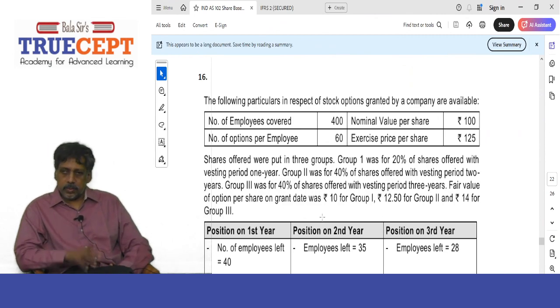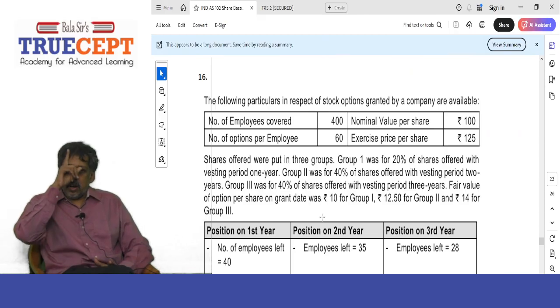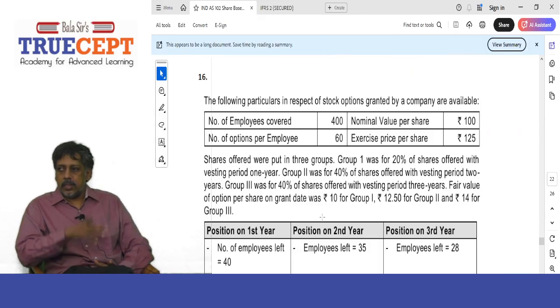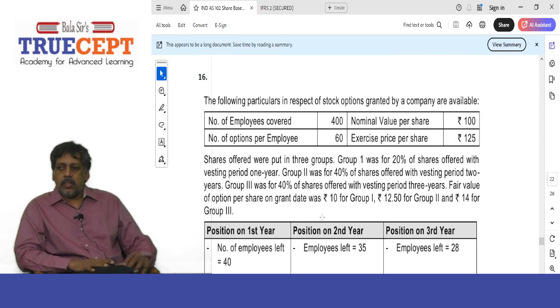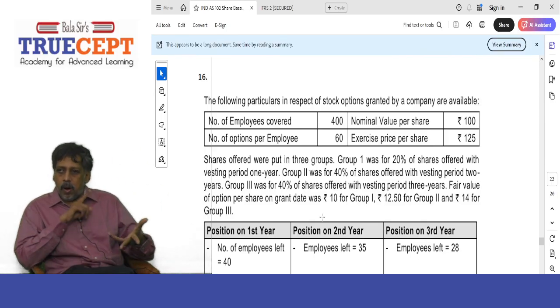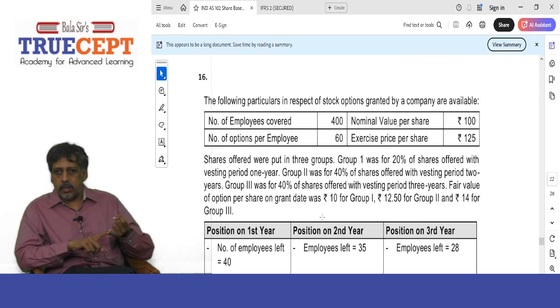So here, please remember 3 buckets, G1, G2, G3. Got it? Next. Fair value of option per share on grant date was rupees 10 for group 1. You know, the options' fair value will differ because the time differs, right? 1 year, 2 years and 3 years. Now, what is the fair value of an option that is a G1 option? It is rupees 10.